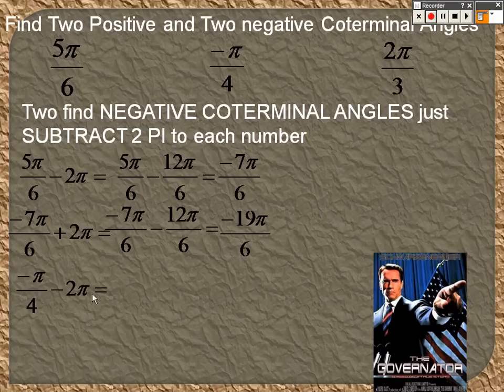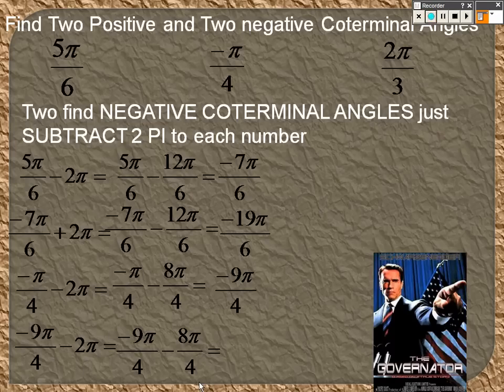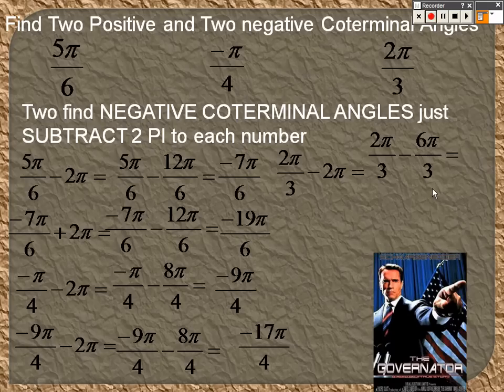So negative pi over 4 minus 2 pi, well, let's just make it over 4. So that's negative pi over 4 minus 8 pi over 4, so it's negative 9 pi over 4. So take the negative 9 pi over 4, and I minus 2 pi. Negative 9 pi over 4 minus 8 pi over 4. Negative 17 pi over 4. So 2 pi over 3 minus the 2 pi, the common denominator is 3, so that's 6 pi over 3. So it's 2 pi over 3 minus 6 pi over 3, which is negative 4 pi over 3.